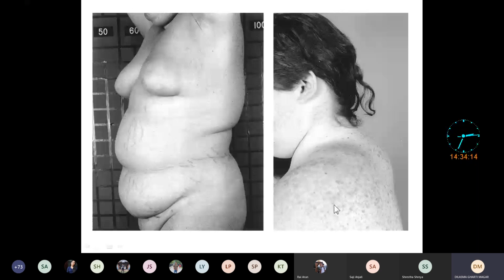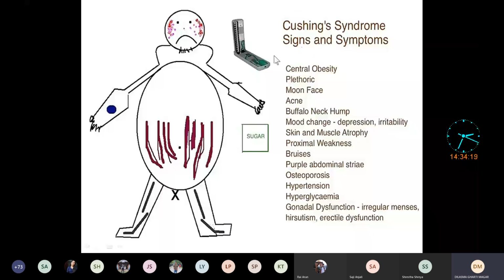So same thing here. Signs and symptoms: central obesity, plethoric. Plethoric means, what do you mean by plethoric? Do you know the meaning of plethoric? Anybody? Here, plethoric means, I think somebody is feeling lazy and doesn't feel like working. So that is known as plethoric.